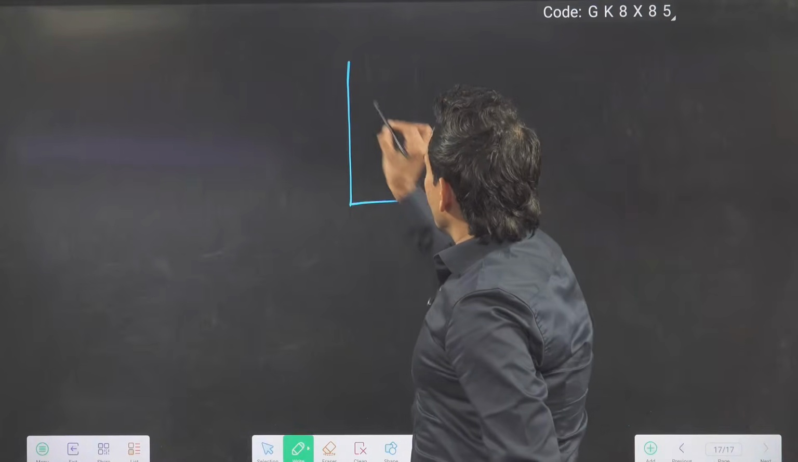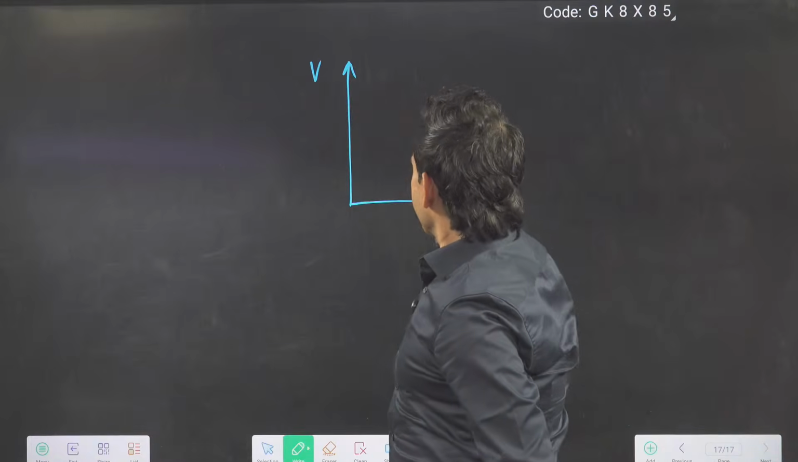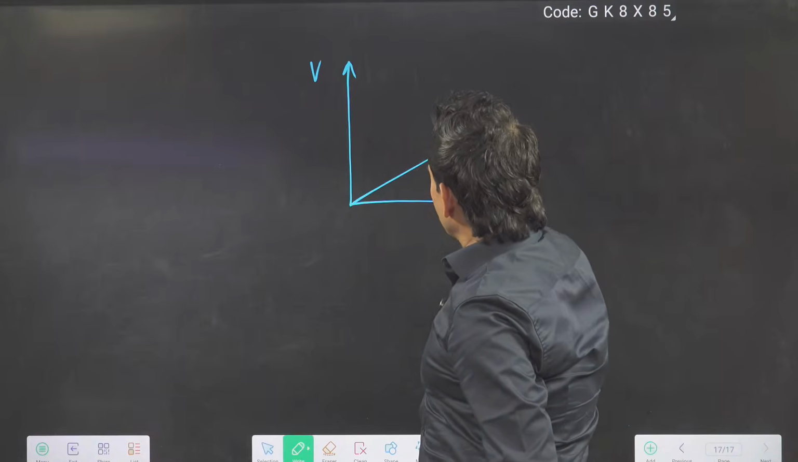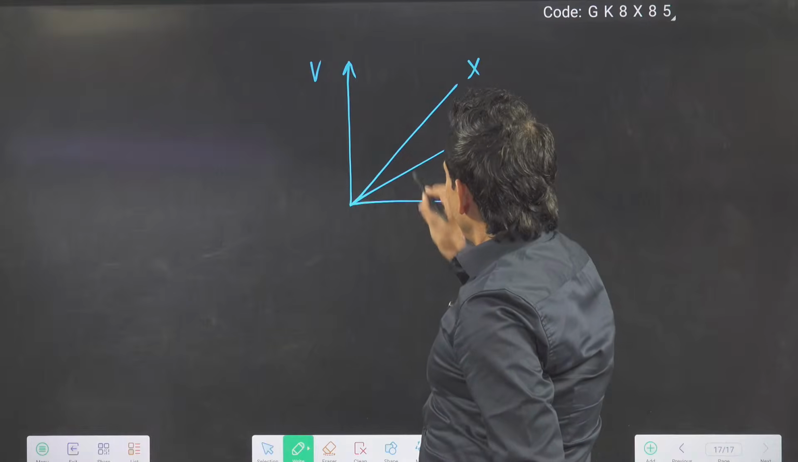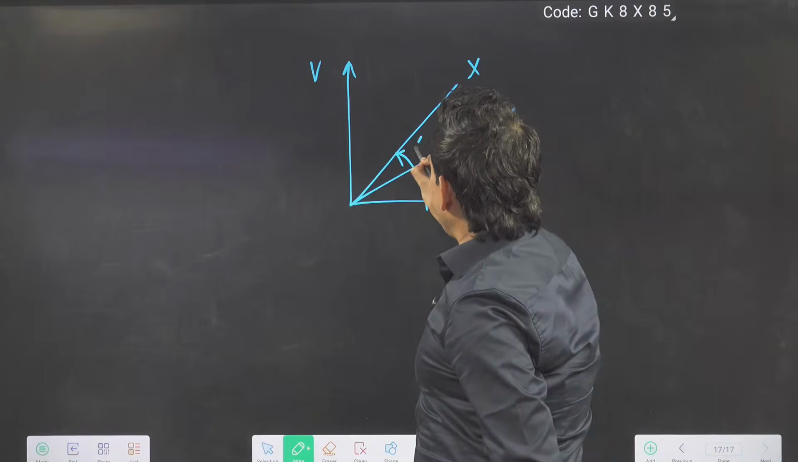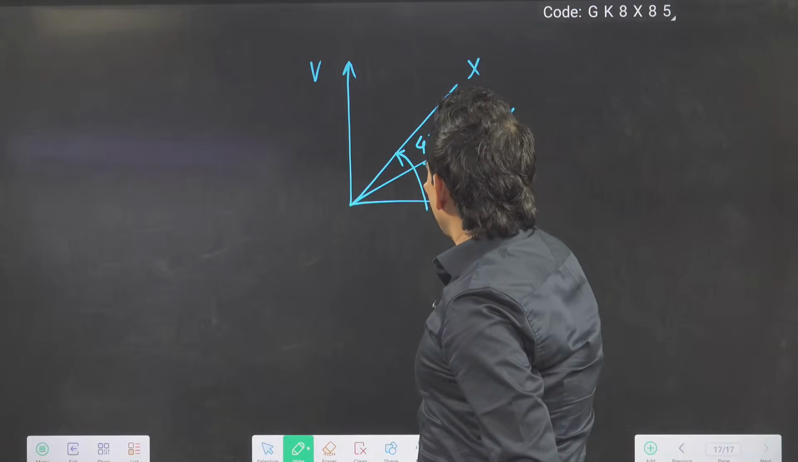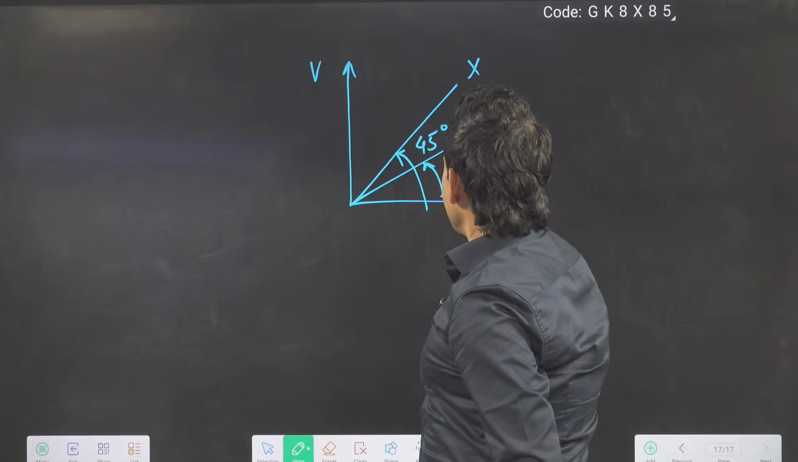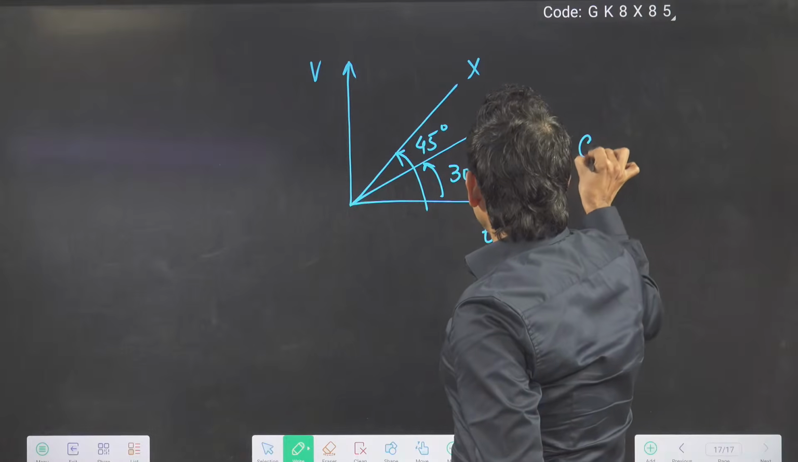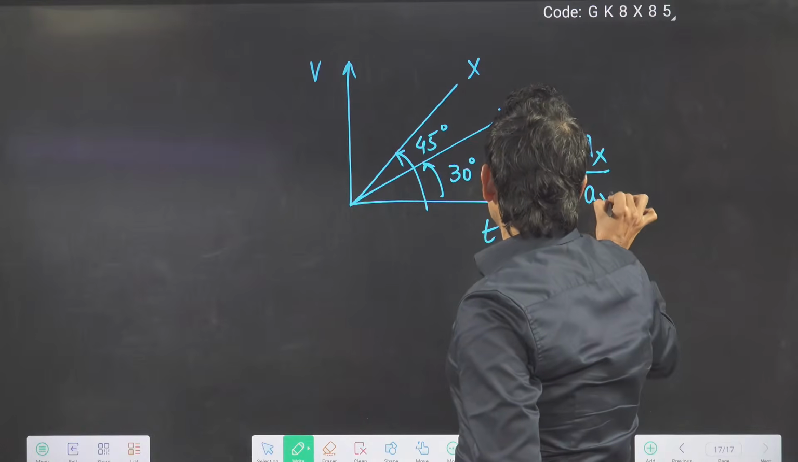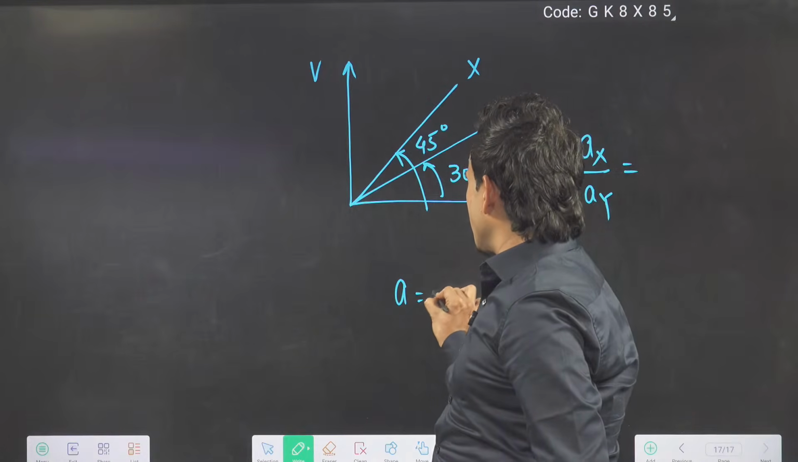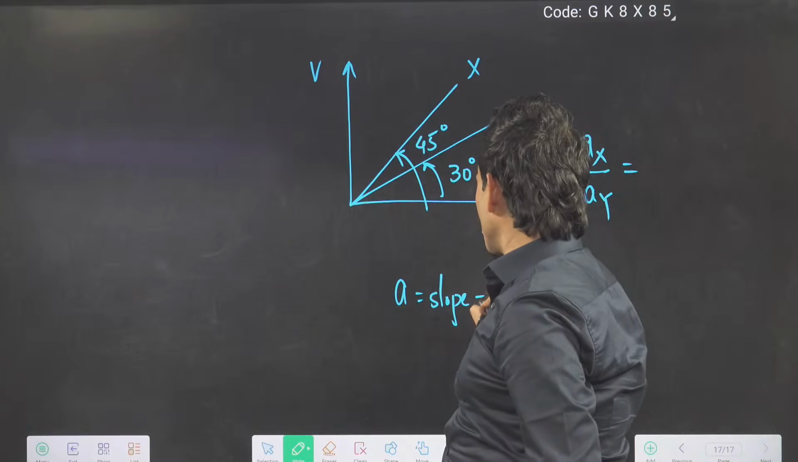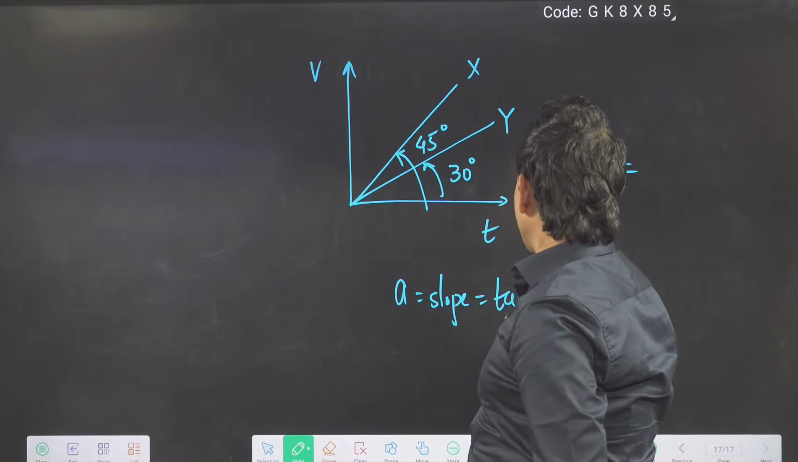Now I'm giving you a velocity-time graph for two particles again, x and y. For x the angle is 45, for y the angle is 30. You have to tell me ax by ay. Same model: velocity-time graph is given and acceleration is asked, so acceleration will be the slope. Slope means tan theta.